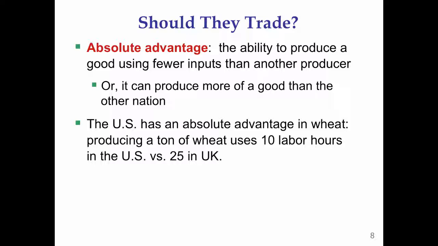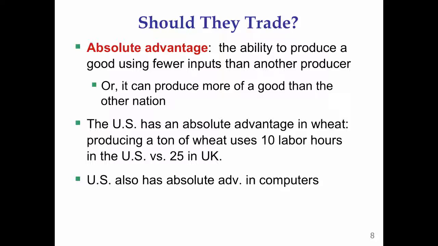So you think about the numbers. If you remember, in terms of wheat, the US takes 10 hours to produce a ton of wheat, while in the UK it's 25 hours to produce a ton of wheat. So the US can produce a ton of wheat quicker than the UK. Therefore, if they had the same amount of resources, the same amount of labor hours, the US would produce more wheat than the UK. And clearly when we looked at the PPF, we saw that the US could produce 5,000 tons of wheat, while the UK at the most could only produce 1,200 tons of wheat. So we would say the US has an absolute advantage in producing wheat.